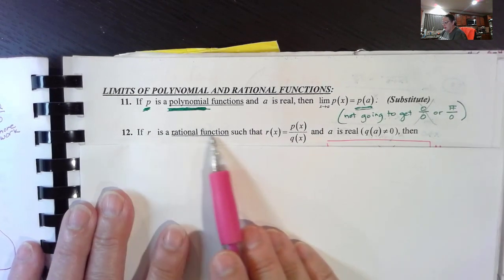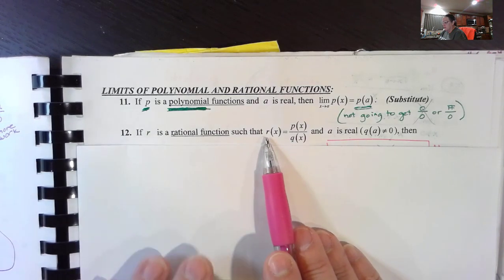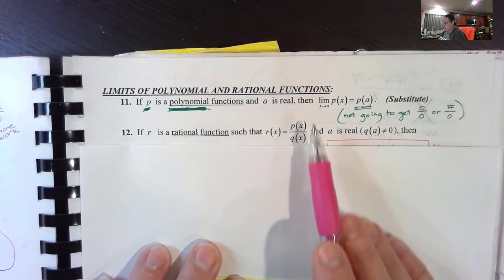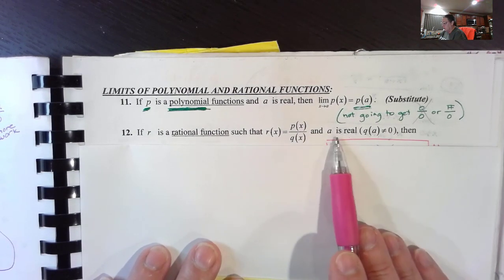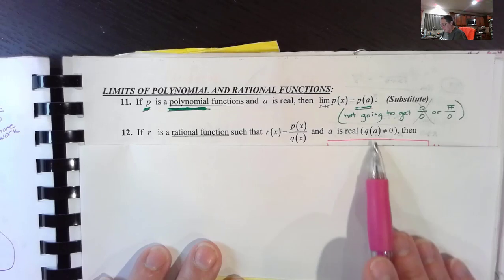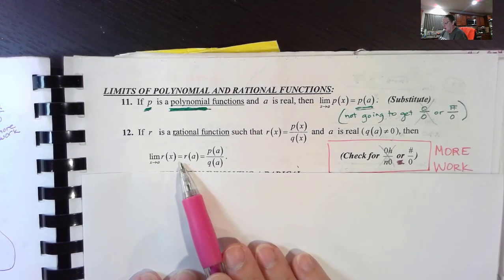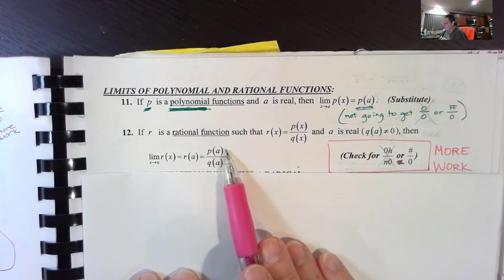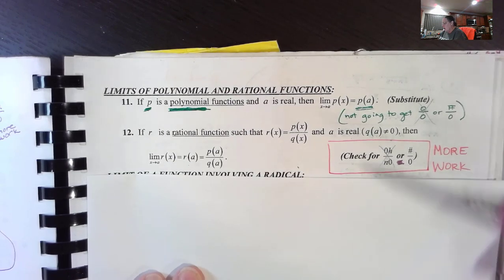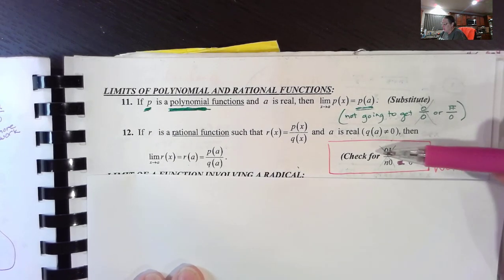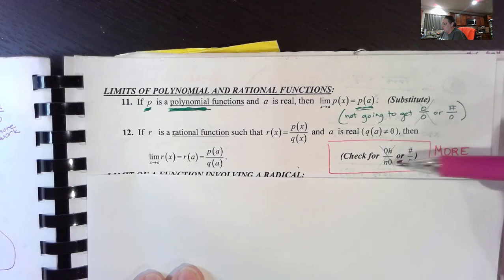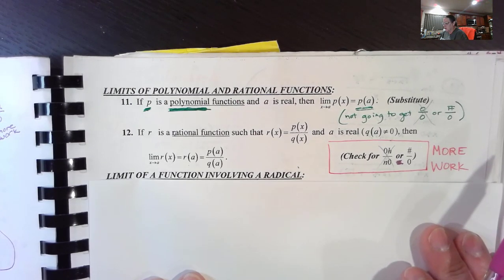If r is a rational function such that r of x is p of x over q of x, so one polynomial over another, and a is real, and q of a is not 0, then the limit as x goes to a is r of a, which is p of a over q of a. Now, I'm going to say you need to check for a 0 over 0 or a number over 0. This is going to mean more work, and we'll look at that when we look at some problems in class.